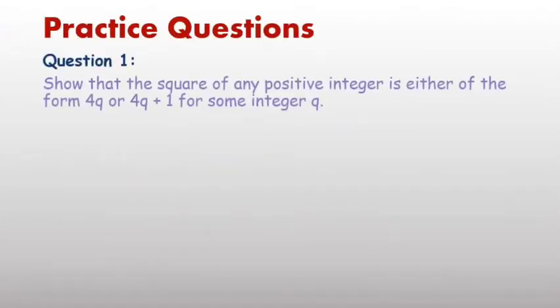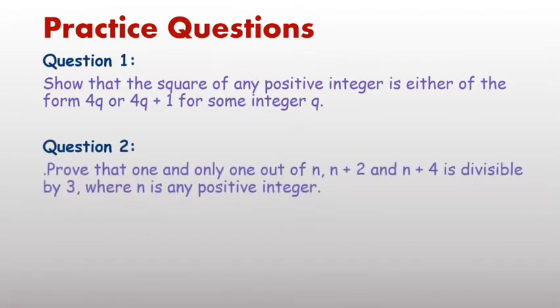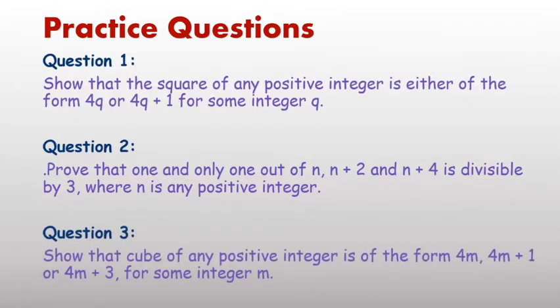Now, 3 questions for your practice. You have to solve it. First question, square of any positive integer is in the form of 4q or 4q plus 1. Second, 1 and only 1 out of n, n plus 2 and n plus 4 is divisible by 3. Means number we will take as a equal to 3q plus r, and after that you have to solve it.